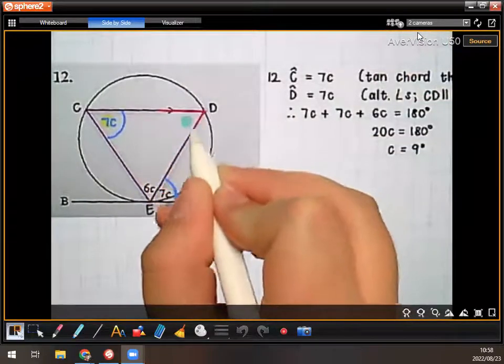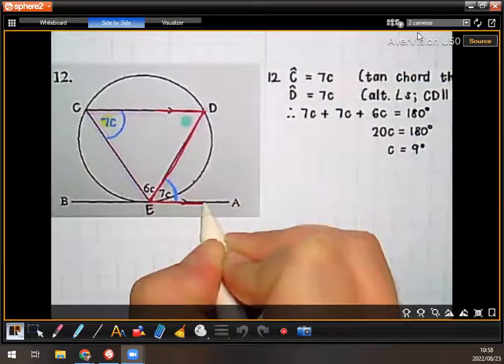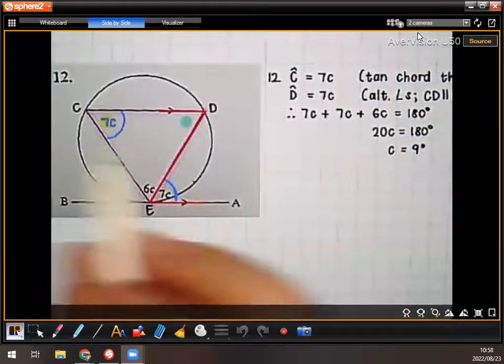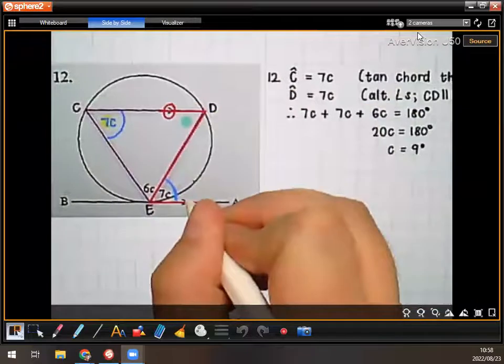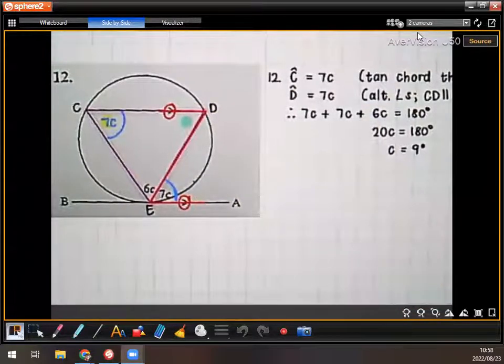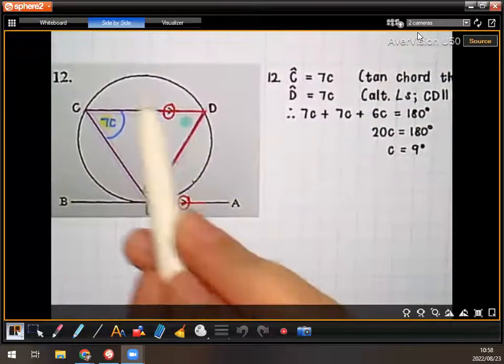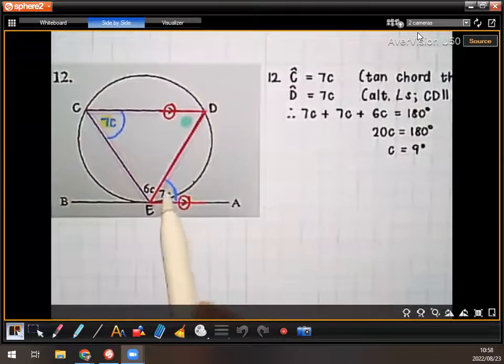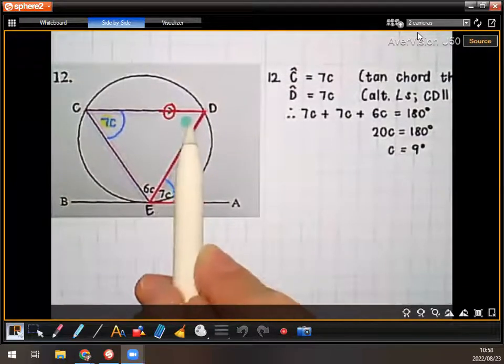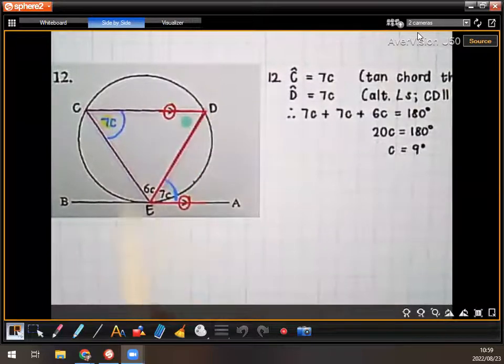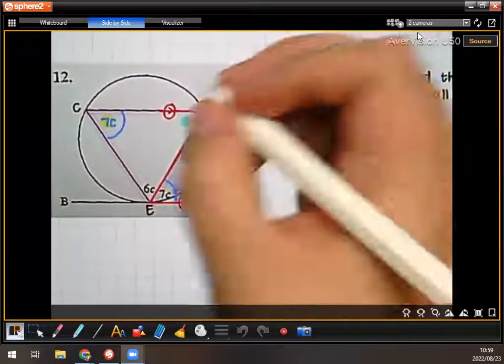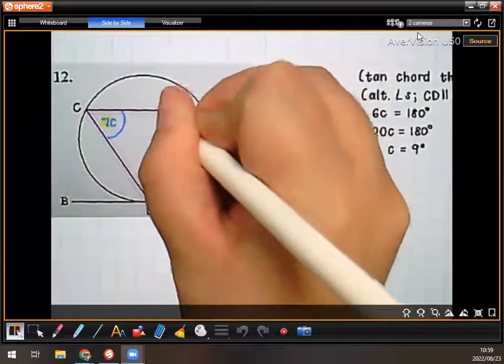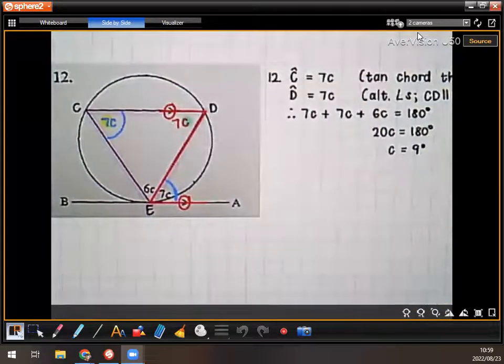Then I also have a Z shape here. And because they told me that these lines are parallel, remember guys, if you see that you have parallel lines, that's a hint that you have to look for those shapes, right? Z shape or X shape or C or U shape. So I look for my Z shape and now I see that this 7C is also going to be equal to that one, angle D, because of alternate angles, right? So this is actually an isosceles triangle. Alright, so that one is also 7C.